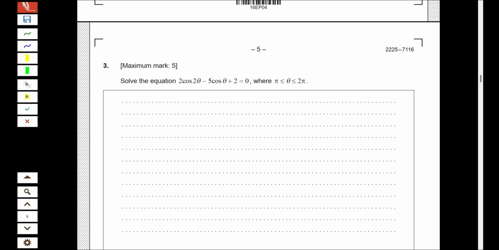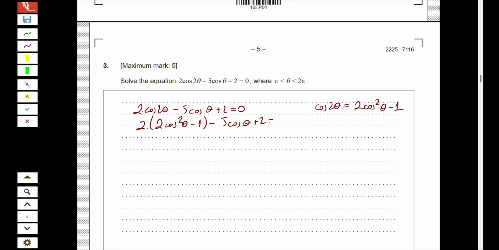Question 3. Solve the equation 2 times cosine 2 theta minus 5 times cosine theta plus 2 equals 0, where theta is between pi and 2 pi. Let's remember the double angle formula: cosine 2 theta, written in terms of cosine theta, is 2 times cosine squared theta minus 1. We substitute in here: 2 times cosine squared theta minus 1, minus 5 times cosine theta, plus 2.